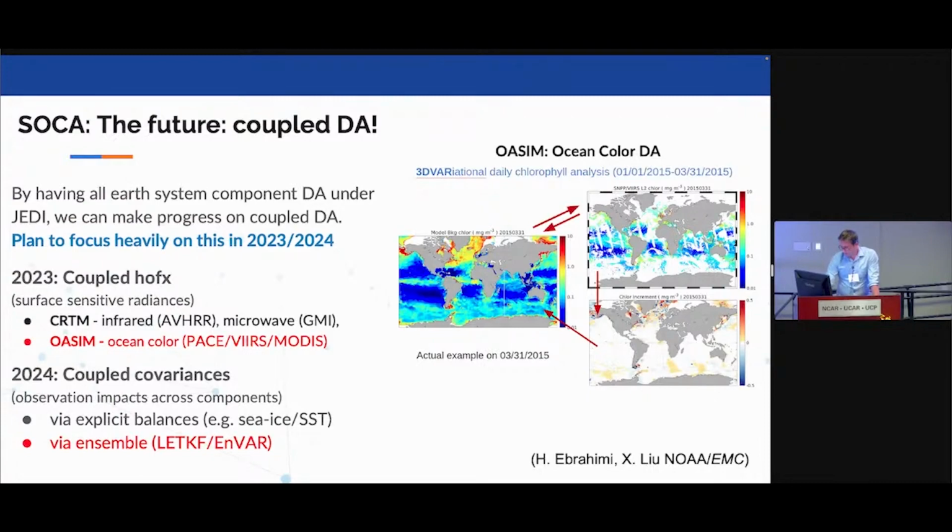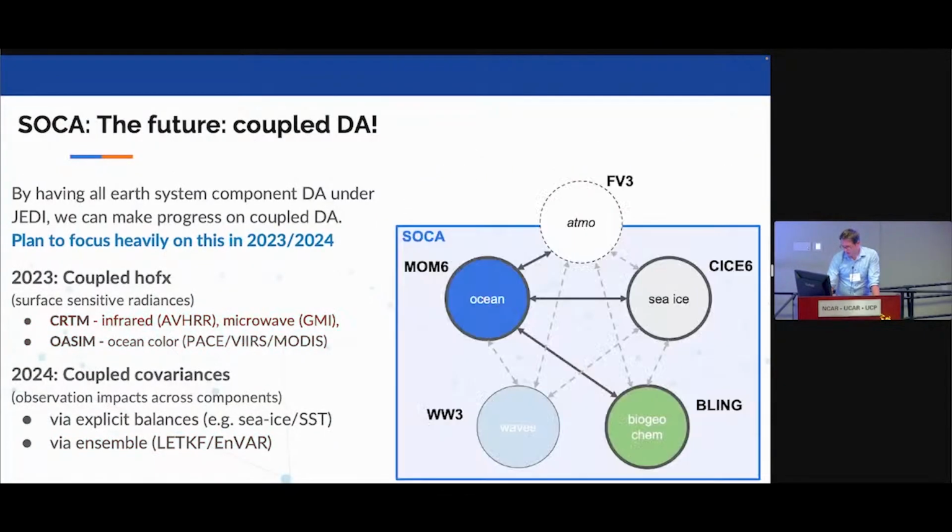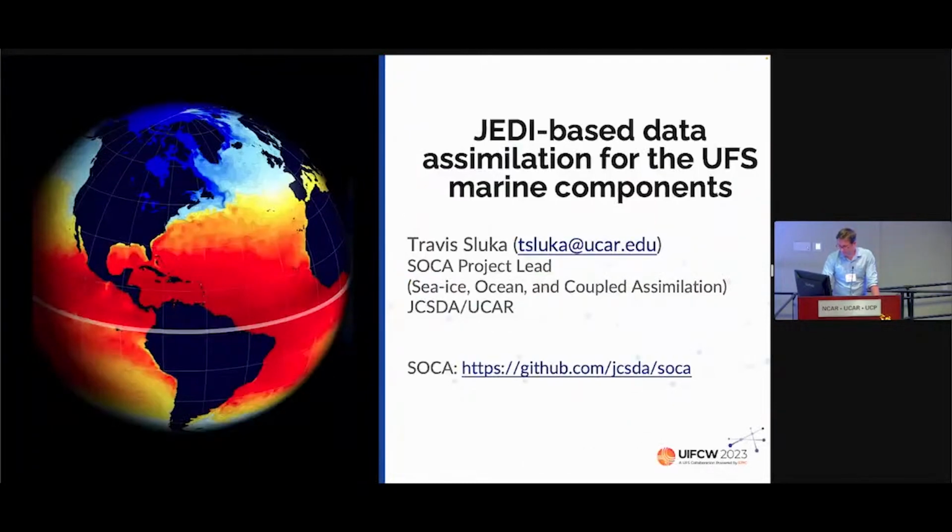And I know it was mentioned, wave DA, most people don't care about wave DA because it's such a strongly forced system. That might be true, but within a coupled context, what fun things can we do with it? If you have wave observations, what does that tell me about atmospheric winds or upper ocean conditions? A lot of these fun scientific questions I think we'll start answering in the next year or two once we have this coupled system up and running. And with that, I will take any questions.